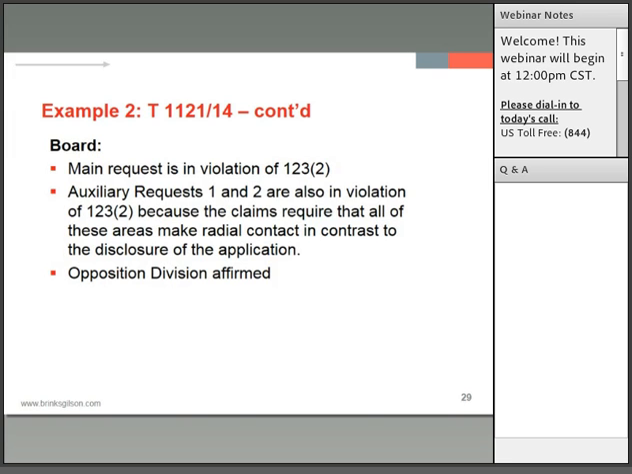So at the end, the main request is in violation of 123(2), as the opposition division had already said, and then the auxiliary requests likewise, because they also claim something that was not disclosed, because it claimed that all those sections, including the slope portions, make radial contact, and that's just not there. So the opposition division was affirmed. None of the requests were granted. So you can see that the European Patent Office is very strict in this regard.